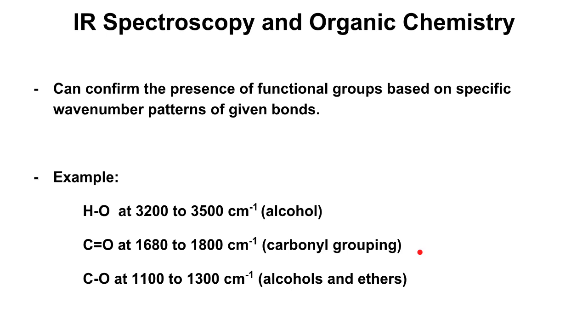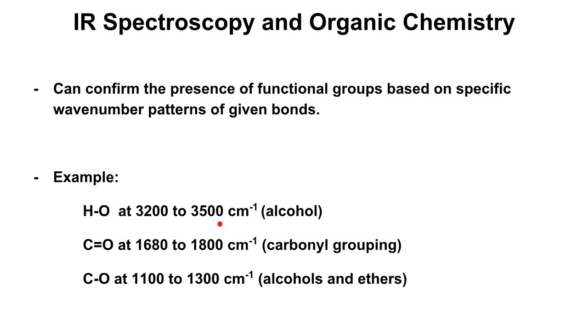So IR spectroscopy in relation to organic chemistry, which we've kind of touched on, can confirm the presence of functional groups, and that's going to be based on where they show up in the IR spectrum. They will have specific wave numbers associated with them, which we will look at. Some examples here: an alcohol bond is going to show up somewhere between usually 3200 to 3500 wave numbers.